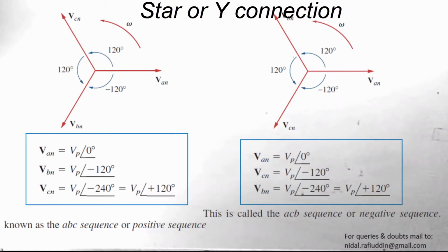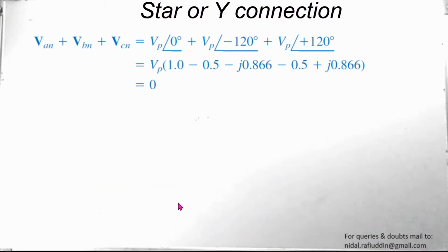Likewise, for the ACB sequence or negative sequence, we have Vp angle 0 as the reference, and VBN either leads VAN by an angle of plus 120 degrees or lags by 240 degrees. So VBN is written as Vp angle minus 240, or Vp angle plus 120 degrees. This is a slight correction that should be incorporated in our previous lecture. Then we came to the conclusion that if we sum up all three phase voltages VAN, VBN and VCN, we get 0 in case of a balanced three-phase system.